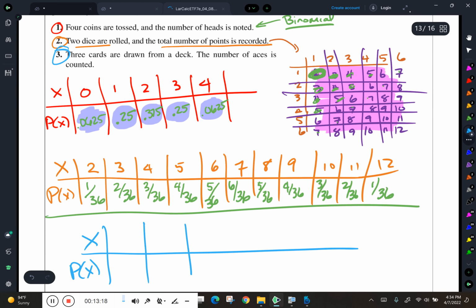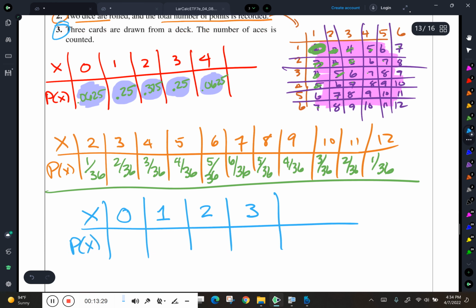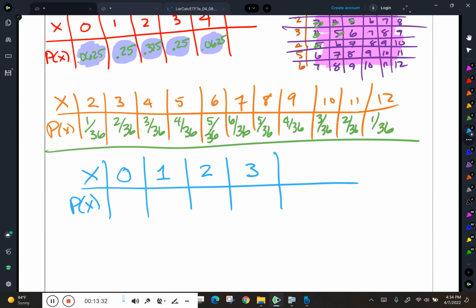I'm picking cards now for this next one. Three cards are drawn from the deck. The number of aces is counted. Well, I could pick 0 aces, 1 ace, 2 aces, or I could pick 3 aces. Right? Now I need to figure out what those probabilities are. Well, the probability of 0 aces. In the deck, there are 4 aces, and there are 48 cards that are not aces, and there's 52 cards total.